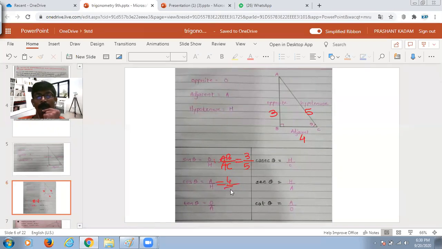And in tan, what is tan? Tan is OA, that is opposite upon adjacent. So that will become 3 by 4. I hope you understood.